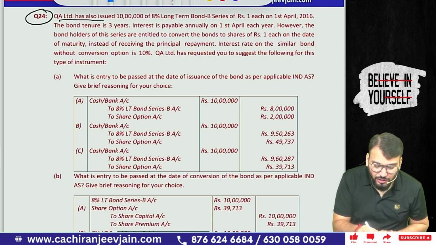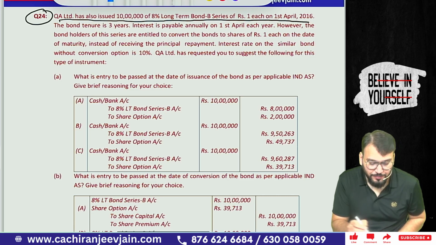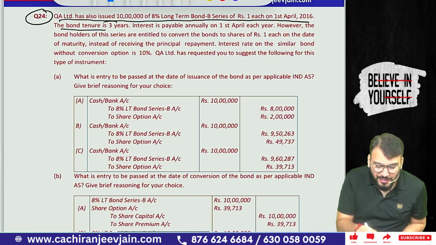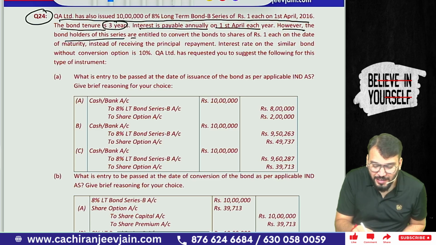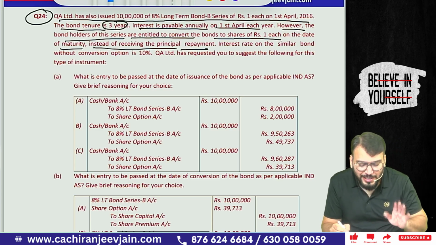QA Limited has also issued 10 lakh of 8% long-term bond B series of rupees 1 each on 1st April 2016. The bond tenure is 3 years. Interest is payable annually on 1st April each year. However, the bond holders of the series are entitled to convert a bond to share of rupees 1 each on the date of maturity instead of receiving the principal repayment. Means this becomes an optionally convertible bond.